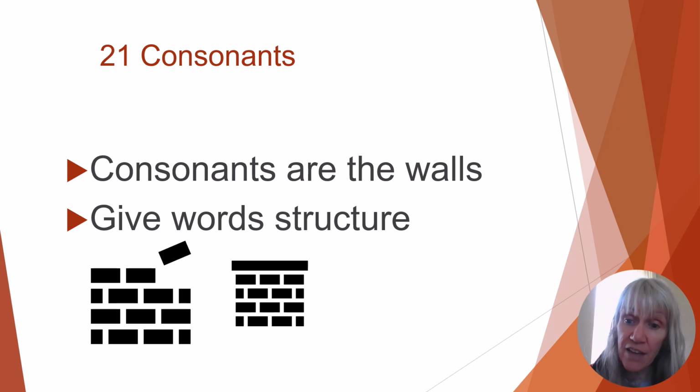We had 5 vowel sounds, 1 consonant that can act as a vowel, and we have 21 consonants. 21 letters that are considered consonants in the Roman alphabet. Consonants are the walls of a word. Where our vowel sound was the heart of the word, the consonants are the walls that give words structure.